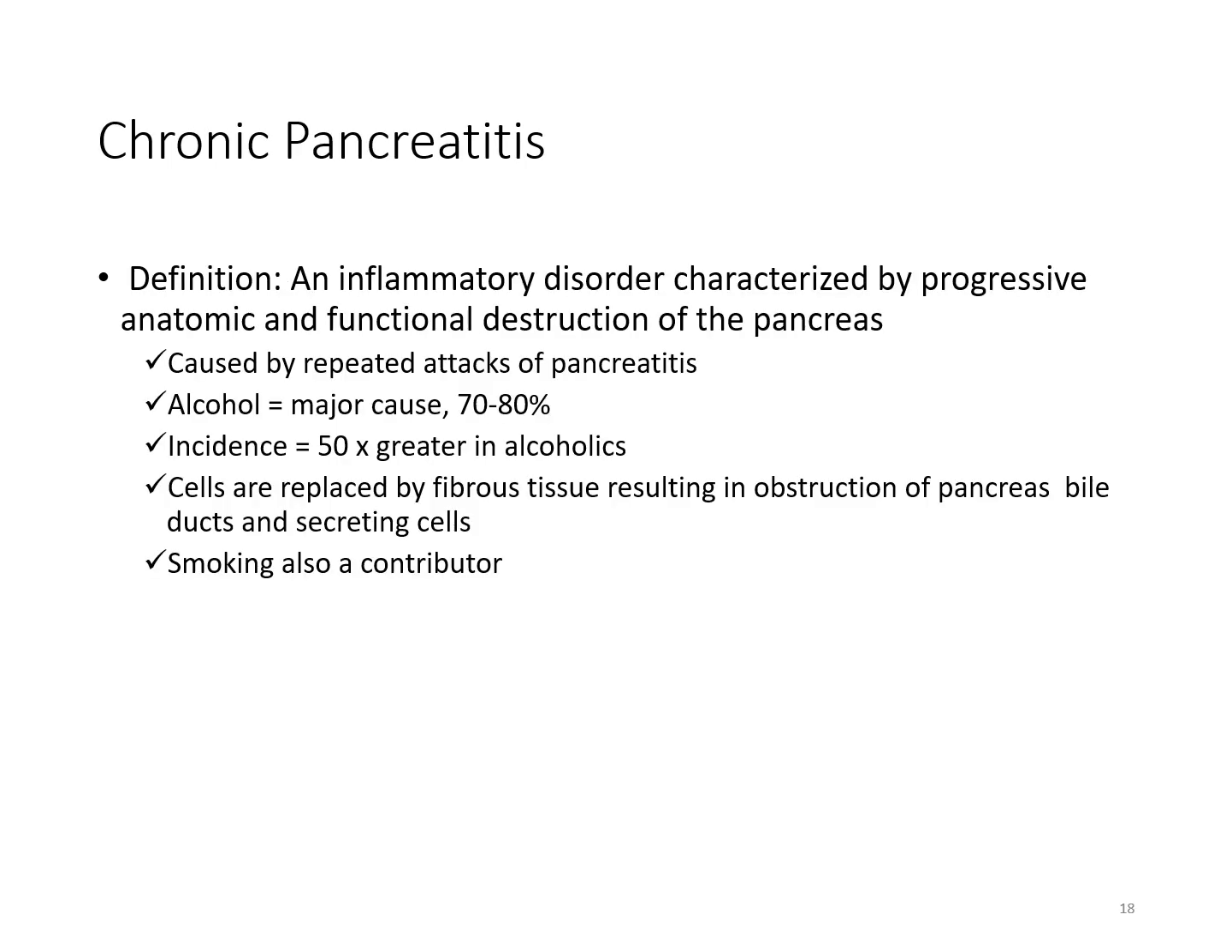All right, so for the chronic, they've decided, like I said, to distinguish it by saying that here now you're getting anatomic and functional destruction of the pancreas. It's because you've been getting repeated attacks of pancreatitis. They're saying it's usually because of alcohol, and that this happens 50 times greater in terms of the incidence in patients who drink, and you're getting the fibrous tissue formation that happens primarily because of the obstruction of the pancreas, the bile ducts, and the secreting cells. All right, so smoking also a contributing factor for sure.